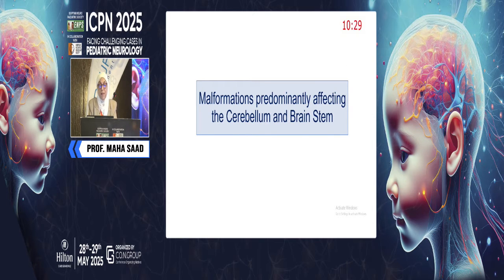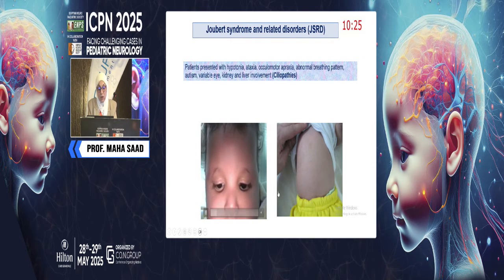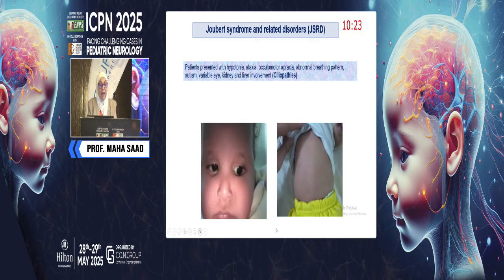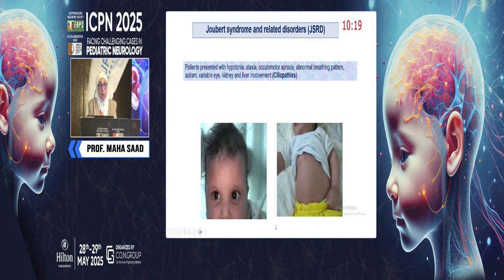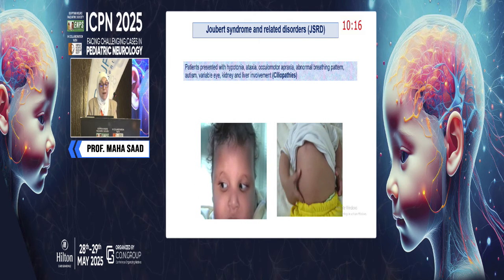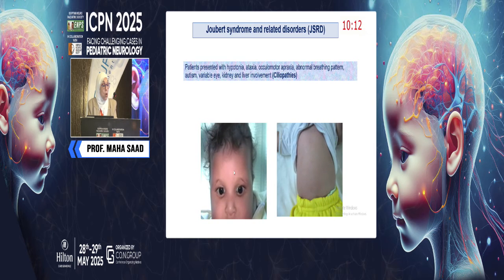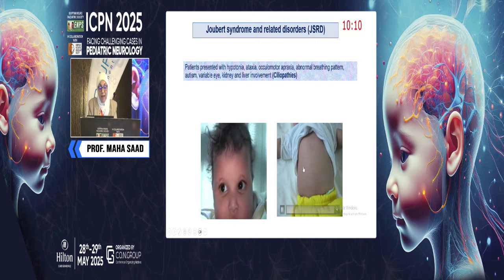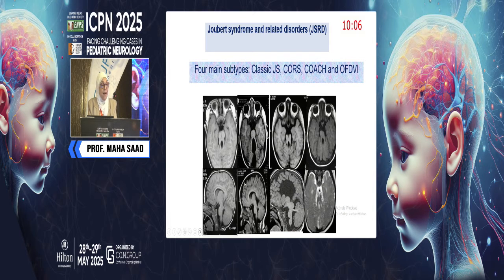Malformations predominantly affect the cerebellum and brainstem. The most common is Joubert syndrome, in which there is hypotonia, ataxia, oculomotor apraxia, abnormal breathing pattern, autism, variable eye movement, kidney and liver involvement. We can see the oculomotor apraxia is present here, and the abnormal breathing, and the very prominent molar tooth sign with variable severity.